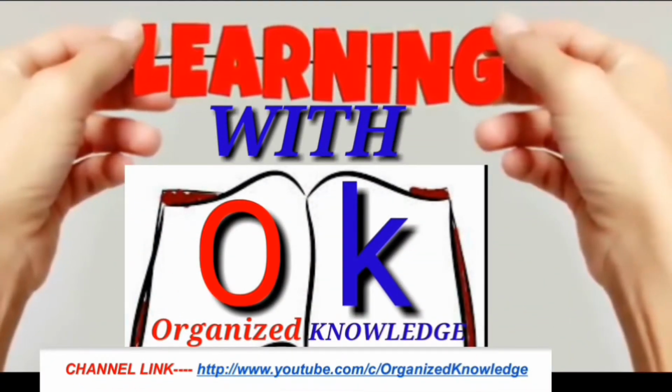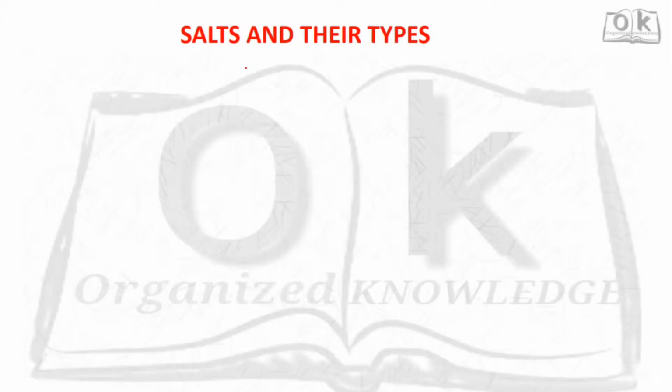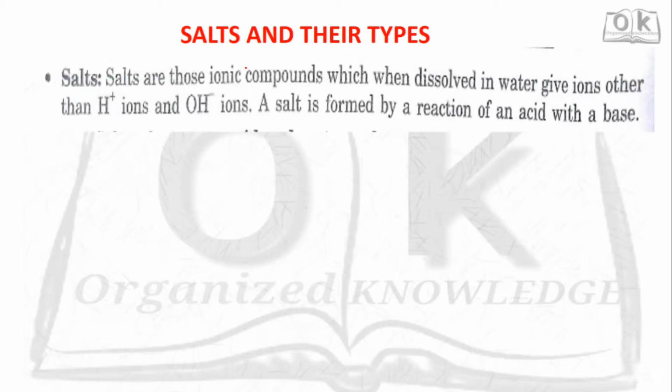Welcome again students, and in this part we will study about the salts and their types. As we all know about salts. What are salts? Salts are those ionic compounds which, when dissolved in water, give ions other than hydronium ion and hydroxyl ions. A salt is formed by a reaction of an acid with a base, and that reaction is known as neutralization reaction.